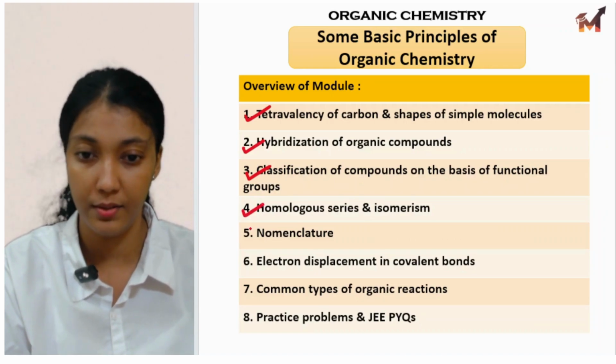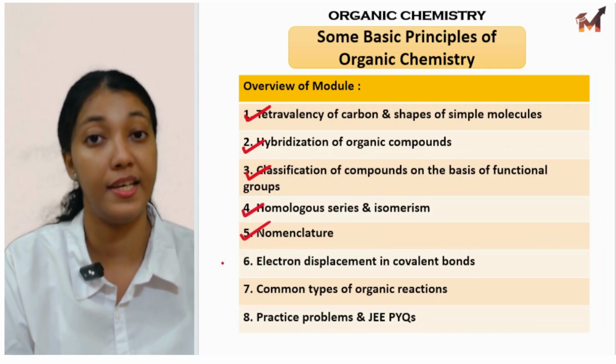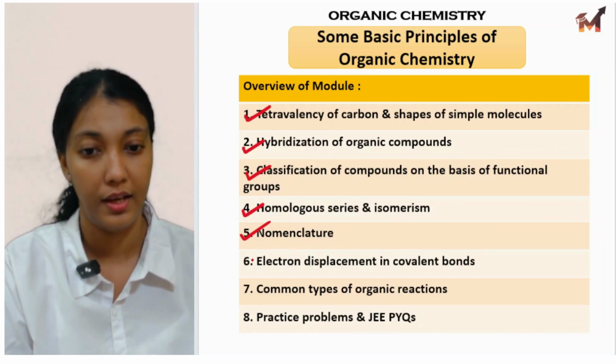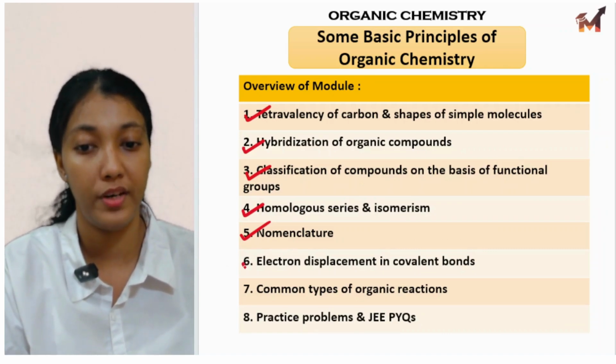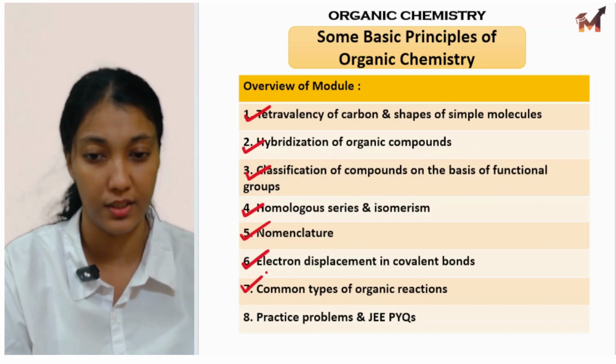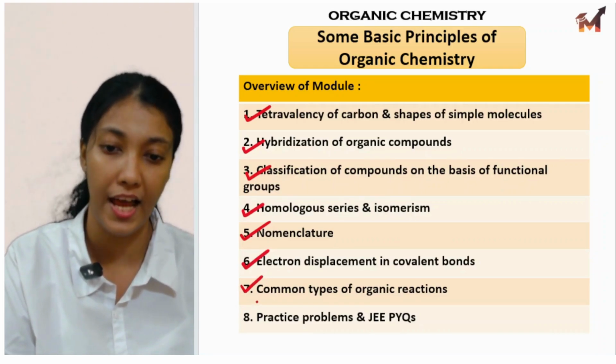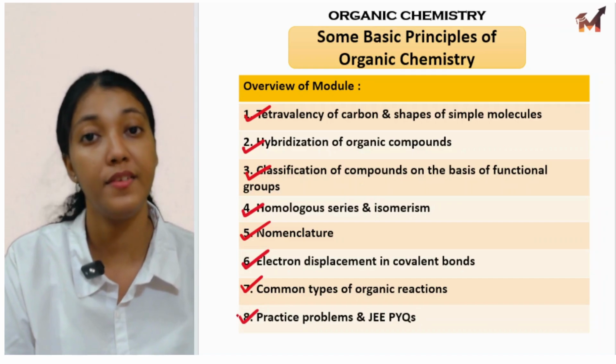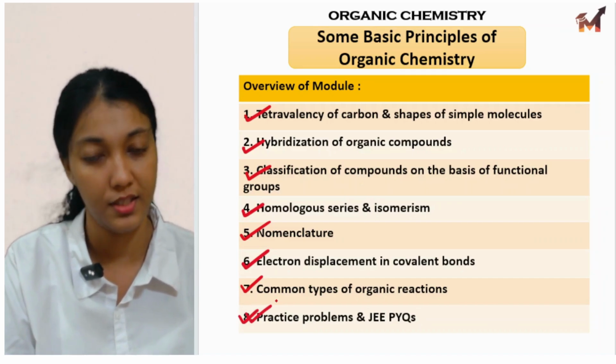Homologous series and isomerism, nomenclature, which is the naming of the organic compounds, electron displacement in covalent bonds, and some common types of organic reactions. We will definitely have practice problems and we will see the previous year's questions from JEE.